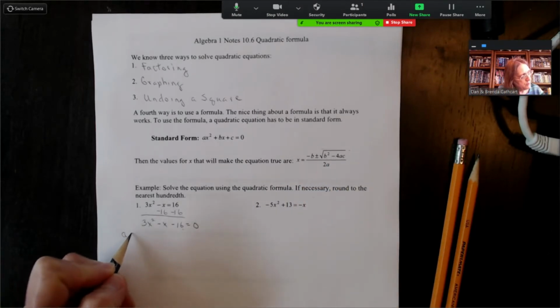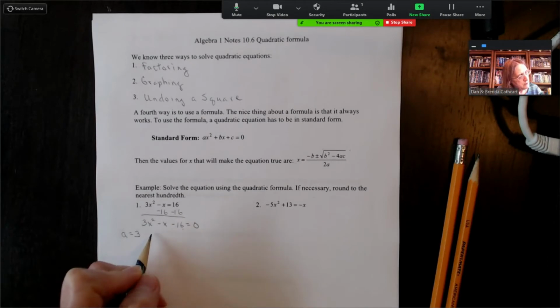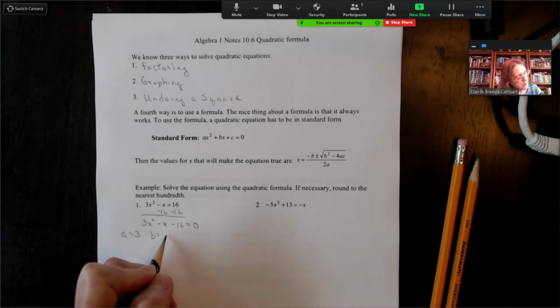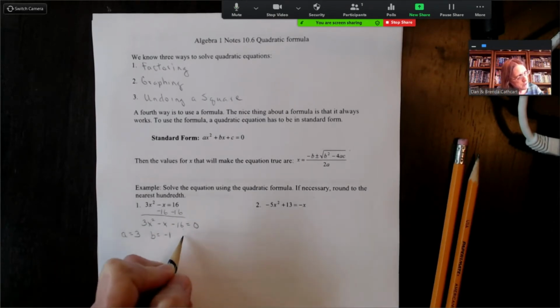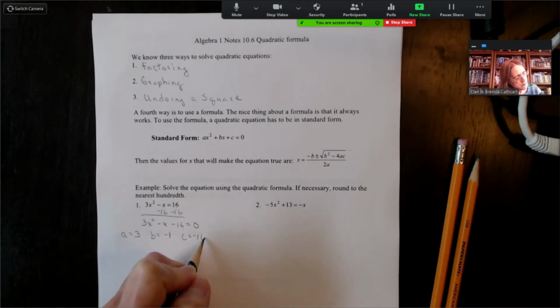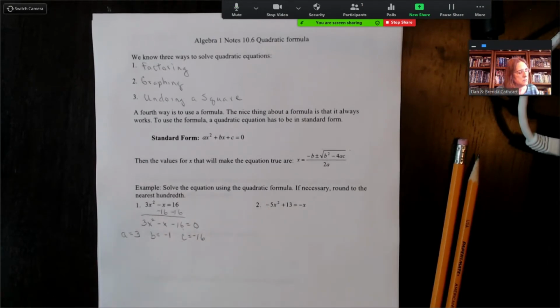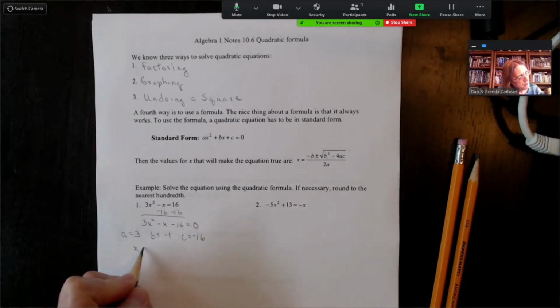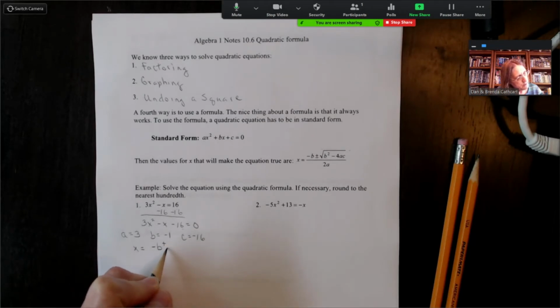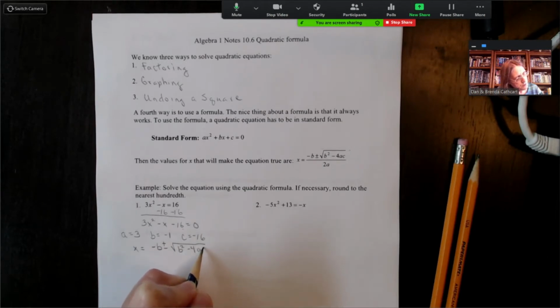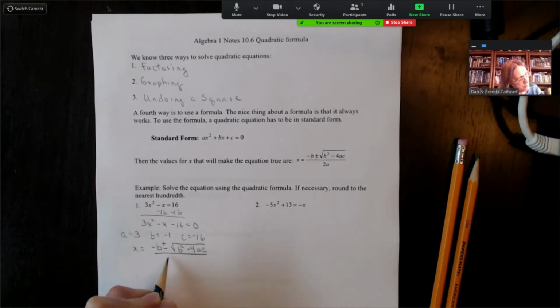So our a, the coefficient of x squared, is 3. Our b, the coefficient of x, is -1. And c, our constant term, is -16. So now we're going to use it in our rule. I'm going to go ahead and write that rule down right here so we can see as we substitute our values. So x equals the opposite of b plus or minus the square root of b squared minus 4 times a times c, and the whole expression divided by 2a.